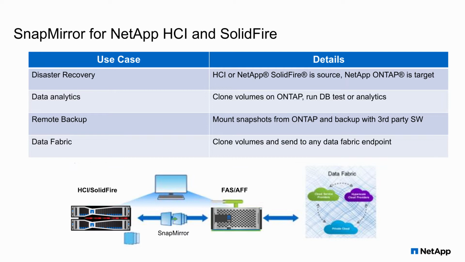In a lot of cases, you may have multiple HCI systems in multiple locations, and you may have ONTAP infrastructure at a central data center, and you may want to replicate volumes from your branch offices or remote locations back to the central data center. And there's a couple things you can do with that kind of topology. For example, you may want to run data analytics, in which case you would go ahead and clone volumes on the ONTAP side and then present those to your compute resources that are going to run analytics.